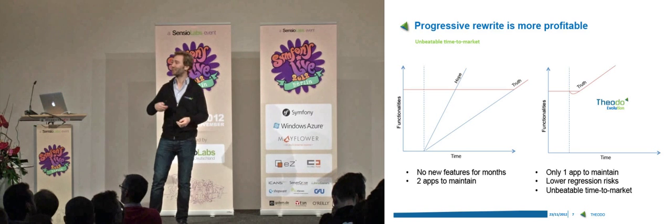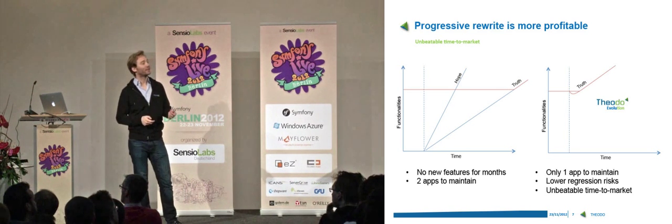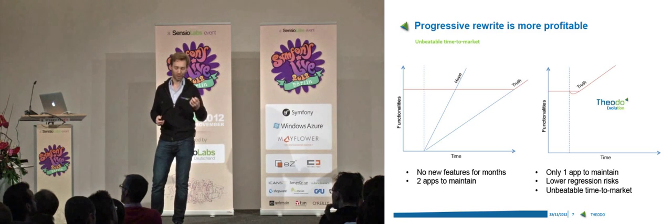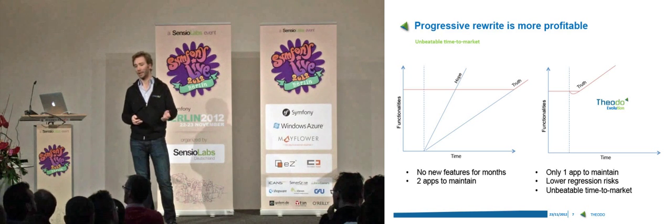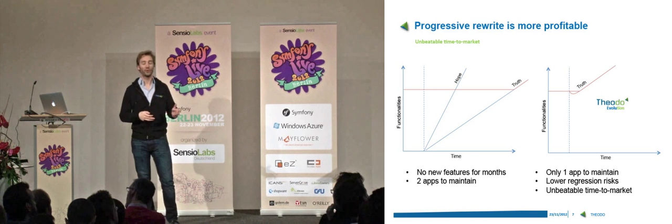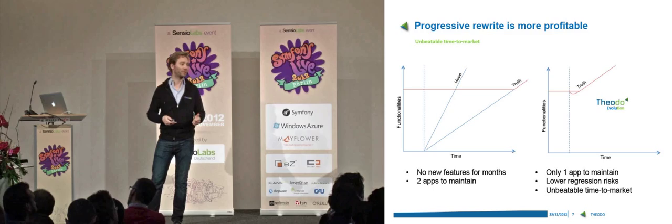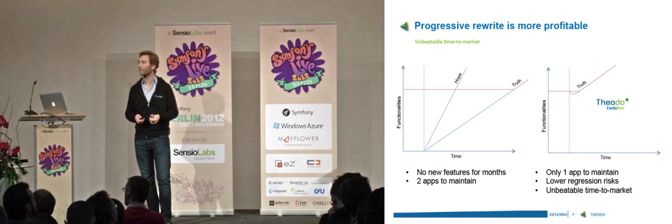Now, the progressive way, when it works, looks more like this. You have to invest some time in the beginning, but really quickly, you are putting new features in production. You're testing it. You're agile again, and you benefit from everything that agility brings, which is lower regression risks, and of course, unbeatable time to market.